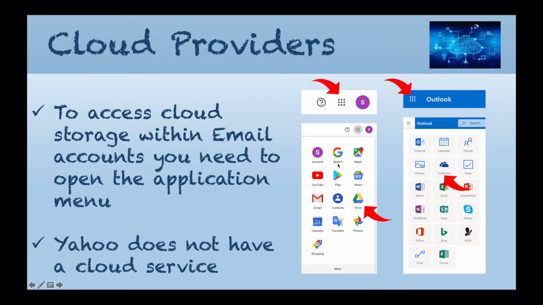There are many features with these email applications. We've got Google Search, Google Maps, YouTube, Google Play, and so on, and the one we're looking at is Google Drive, which looks a little bit like a triangle. When we're looking at Outlook, it's the same sort of thing. If you look down the menu, you'll see OneDrive there, and all we do is click once on it, and it will take you onto a separate tab into your cloud account.